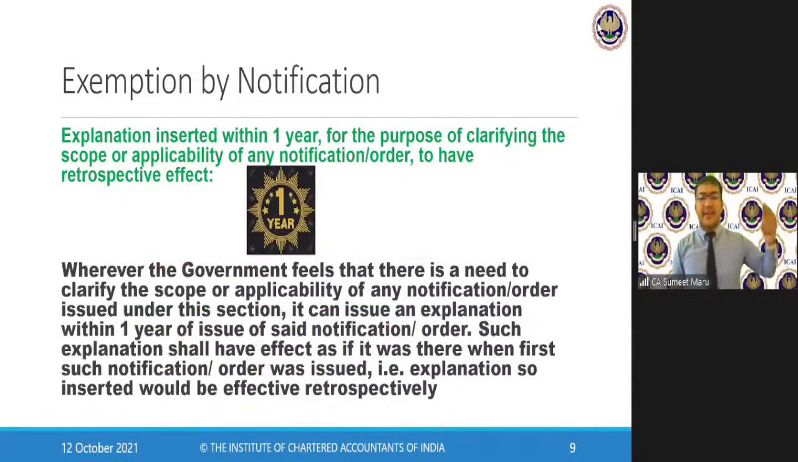The very quick thing, let's quickly take it. First thing, what are covered under exemption? Yes guys, three things: nil rated goods, specifically exempted, and non-taxable. NEN: nil rated, exempted, non-taxable. You can simply remember it this way. Okay, let me see your queries and then we'll proceed to the exempted goods and services.